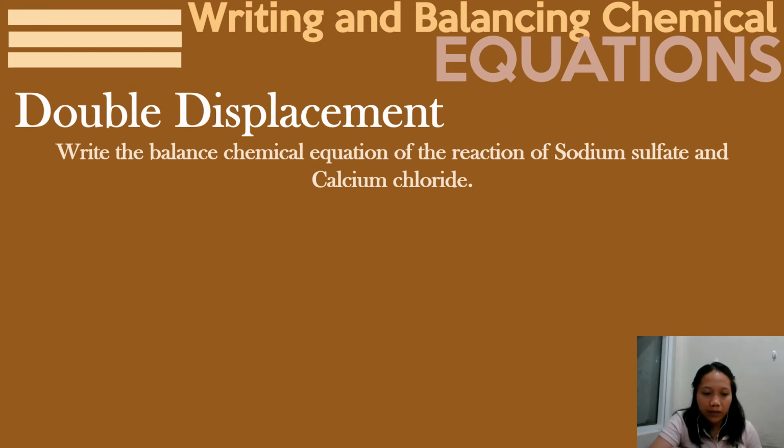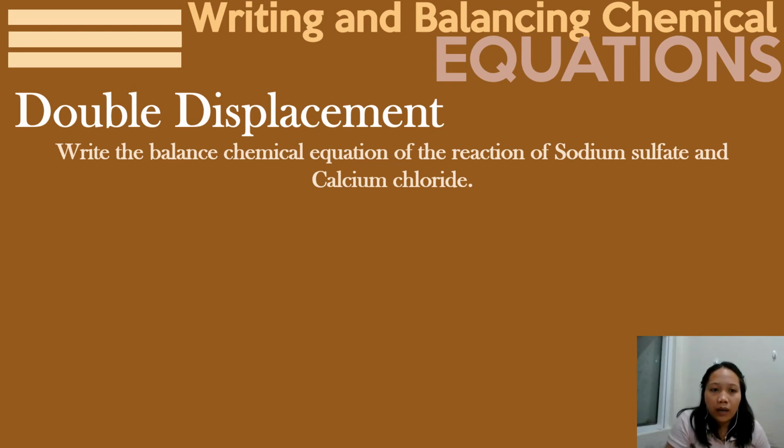So in double displacement, there is an interchange of 2 particular ions. Okay, so that's why it's called displacement. Parang na-displace lang sila. Parang kumbaga ganon. Kanina, you change something, you replace something. So that's why it's replacement. Now for double displacement, let's have this example. Write the balanced chemical equation of the reaction of sodium sulfate and calcium chloride.